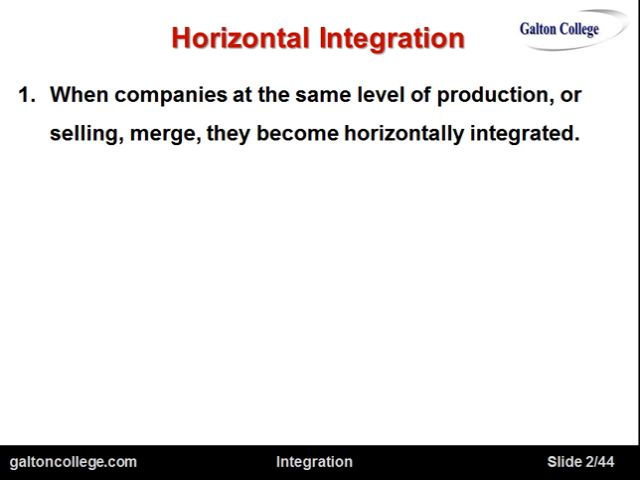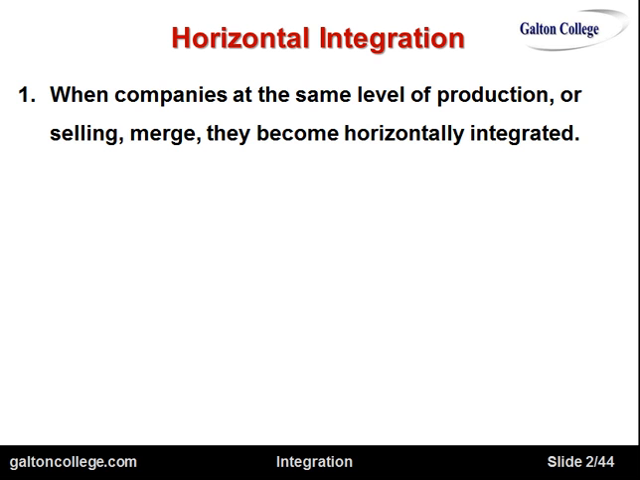So companies at the same level of production. In other words, if the companies are in the manufacturing business, they're manufacturing a particular component or related components, they may merge and that way become horizontally integrated. The idea of integration is measured against the consumer. If the integration moves towards the consumer, it's vertical. If it moves away from the consumer, it's vertical. But if it's at the same level, it's horizontal.